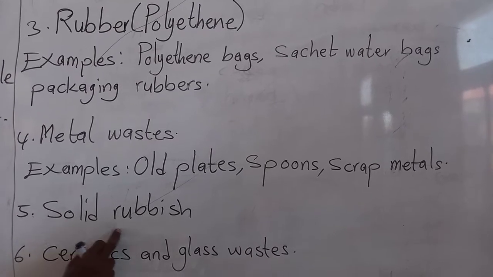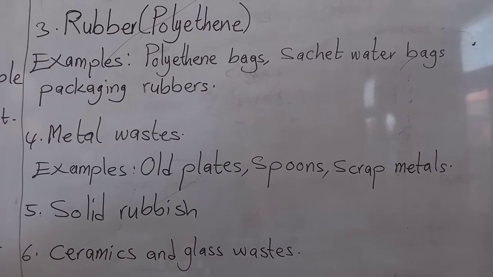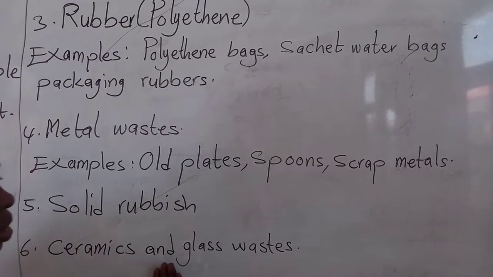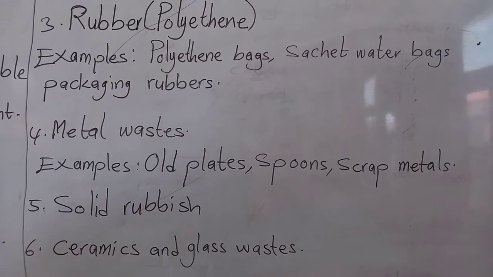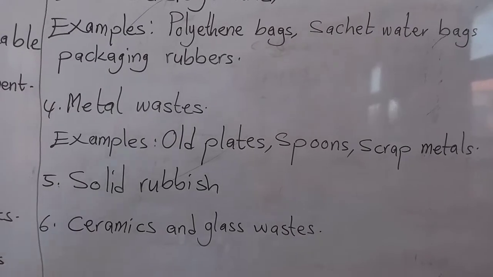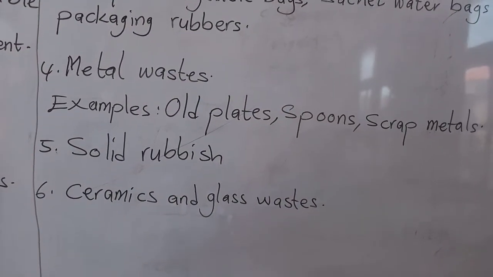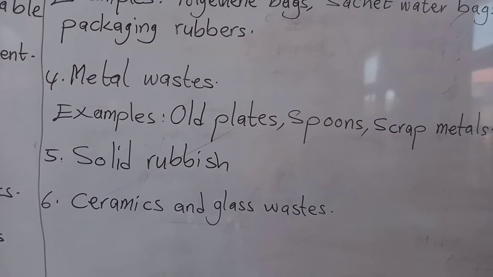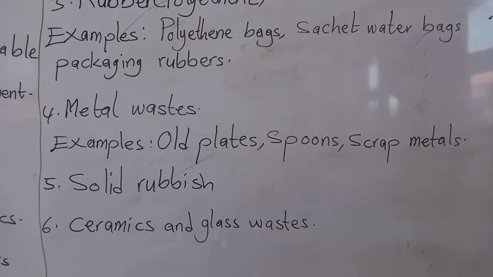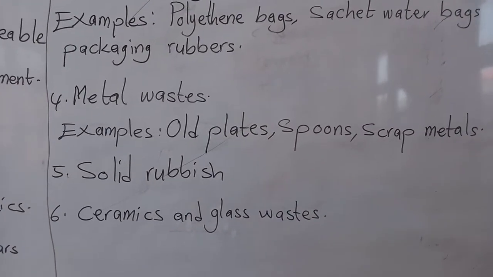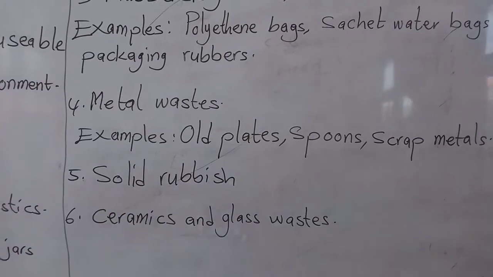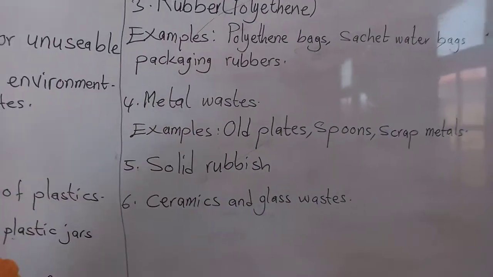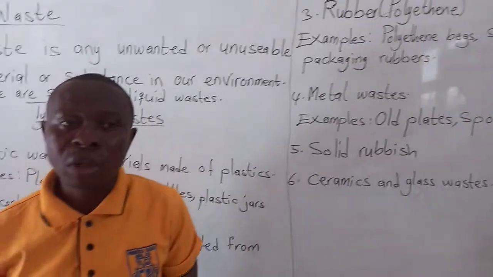Then we have our solid rubbish, we generate them at home. Then we also have ceramics and glass waste. Okay, ceramics and glass waste. So all this waste we are talking about here, we must manage them. If not, they will litter our environment, and the environment becomes dirty and becomes a breeding ground for the spread of diseases. Okay, good.